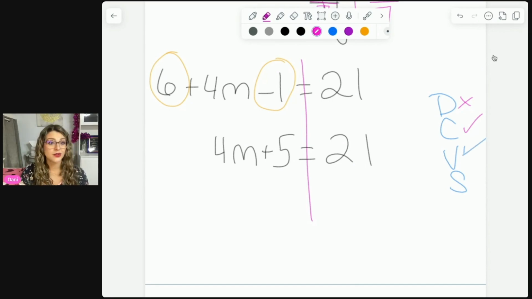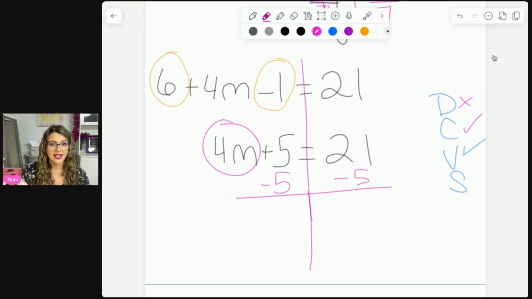So now we are just going to solve. So line is drawn down, circle my term with the variable. I have this plus 5 that I'm not loving. We're going to move it to the other side, but what I do to one side, I shall do to the other side. So subtract 5 from each side.